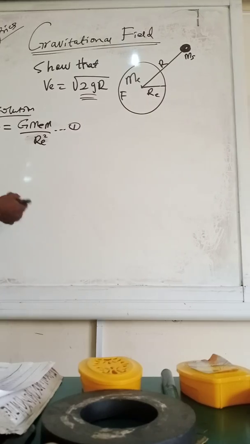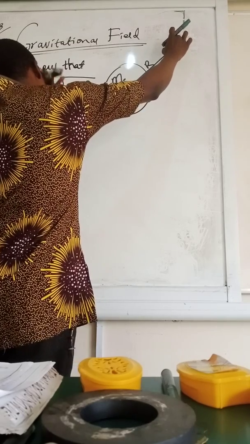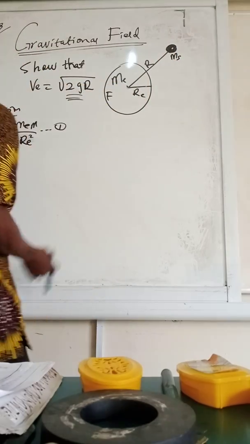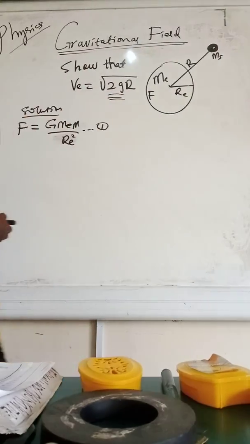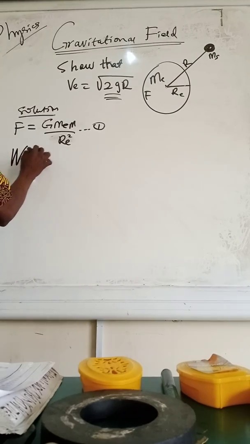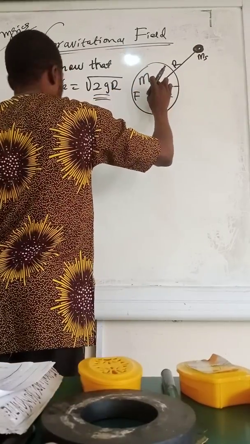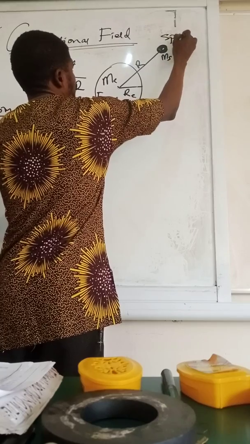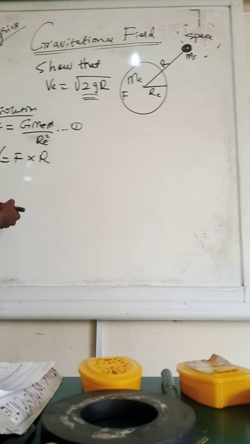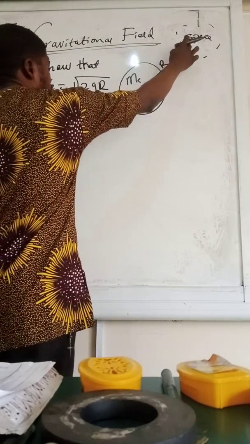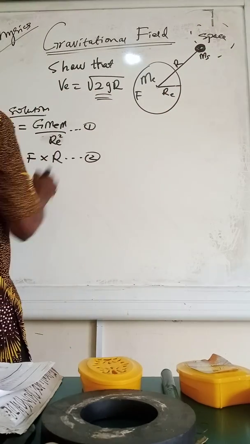Now, for this satellite to be taken away from the center of the Earth to this point with an escape velocity so that it won't come back to the Earth again, work needs to be done under gravity. And that work done is given as W is equal to force times this distance R. The distance between this satellite and the mass of the Earth, this is space. So the distance between this satellite and mass of the Earth is R. So the work done is force times distance. Call this equation number 2.